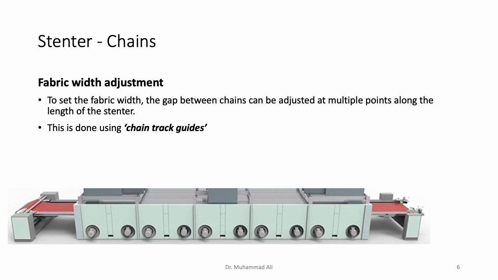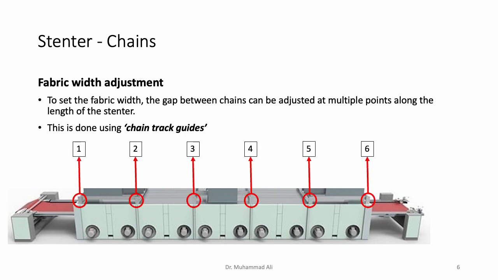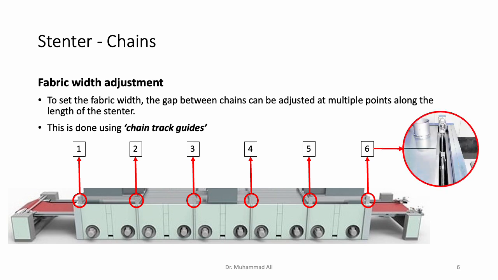Again, you have this schematic of a Stenter frame in front of you, and the chain track guides are provided at multiple points along the length or in different treatment chambers. So in this example over here, I've shown 6 chain track guides, but depending on how many treatment chambers are provided in a Stenter, the number can vary. The point that needs to be understood is that there are multiple chain track guides, that is, there are multiple points at which we can adjust the gap between the Stenter chains.